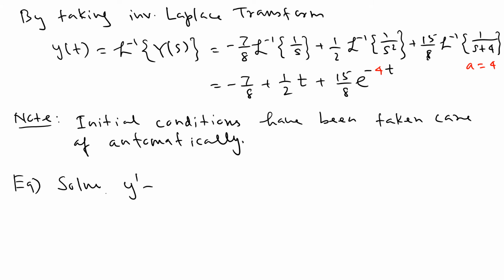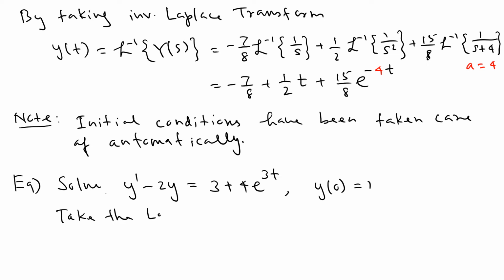y prime minus 2y equals 3 plus 4 e to the 3t, with initial condition y(0) equals 1. This is just a matter of getting a constant, and sometimes it can be easily solved. So that's the one. Again, as we did before, we just take the Laplace transform of both sides. So let's do that. Once you do that, what do you get?